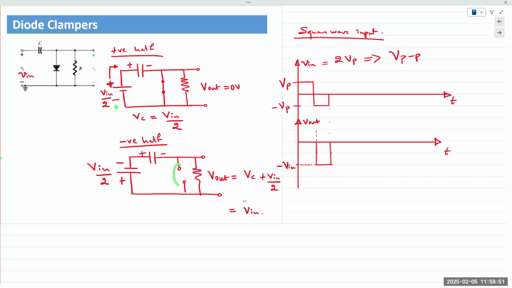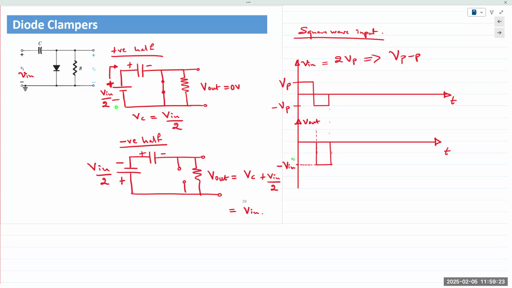Negative half cycle, diode is off. V out is now connected to this point right there. And between those 2 points, what do we have? We have a capacitor that is now in series with your supply voltage. So capacitor in series with your supply voltage, meaning we have twice the value of the input.